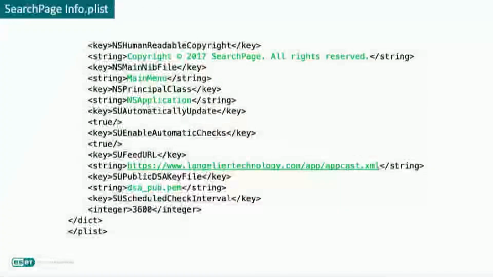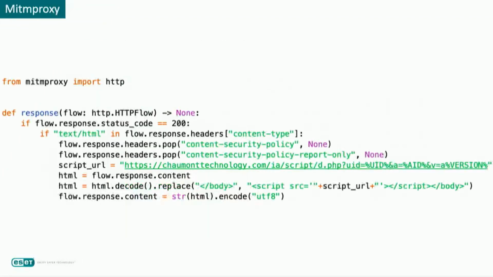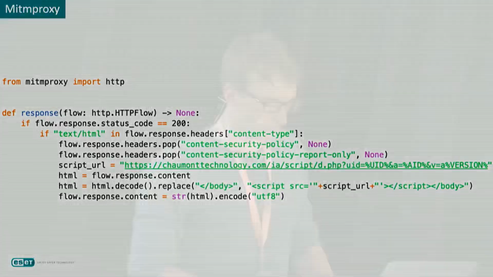So here is the Info.plist. Basically, this is the manifest file for macOS application bundles, here for the application with the Safari plugin, and you can probably see the Wajam domain, the Langelier technology. And here is the MITM proxy version with the Wajam domain as well. It just does the same thing as the other versions.